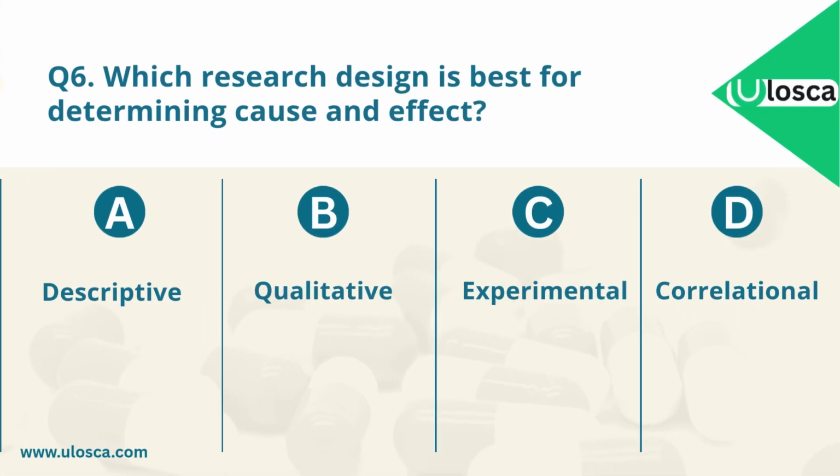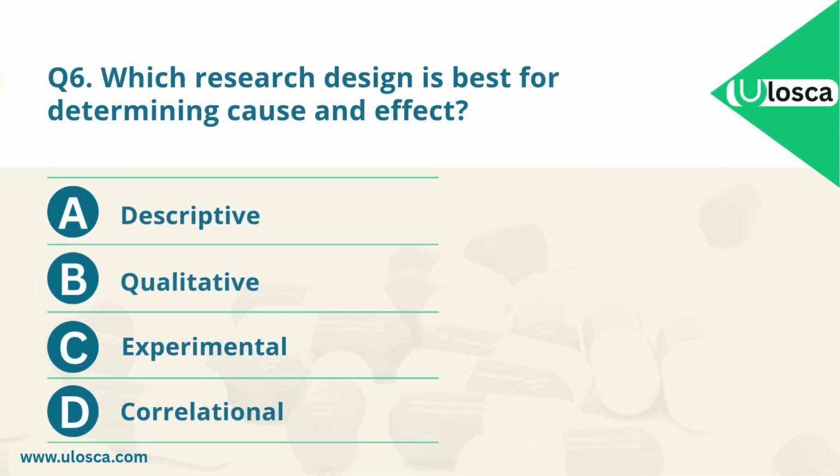Question 6. Which research design is best for determining cause and effect? A. Descriptive. B. Qualitative. C. Experimental. D. Correlational. Which one is the correct answer? The correct answer is C. Experimental.